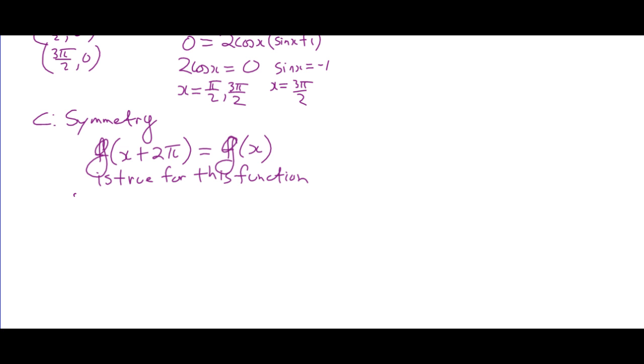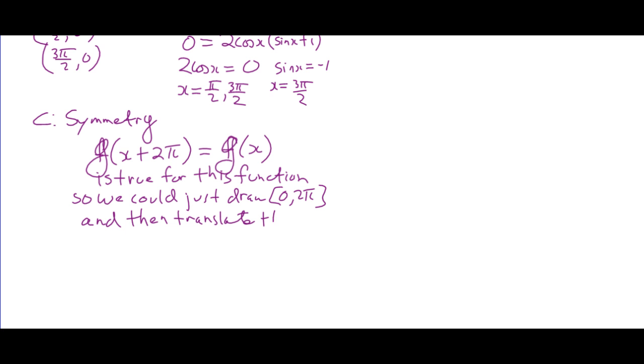Periodic symmetry is true for this function. So we could just draw 0 to 2 pi and then repeat, and then just translate the graph left and right. Because whatever's happening in 0 to 2 pi is happening in 2 pi to 4 pi, and 4 pi to 6 pi, and 0 to negative 2 pi, and so on. Doesn't matter here.